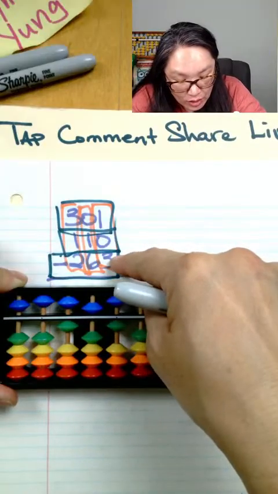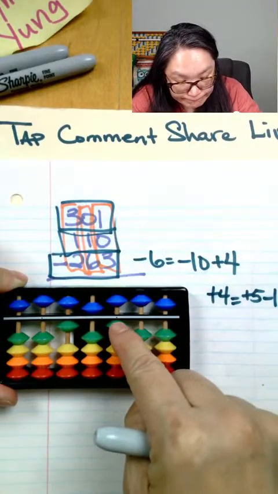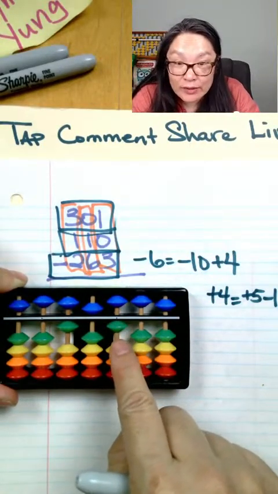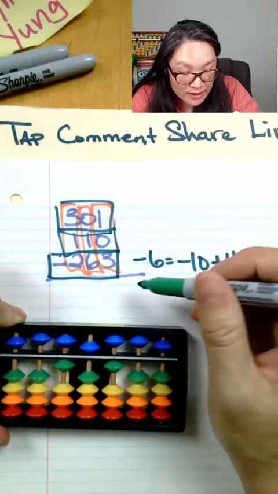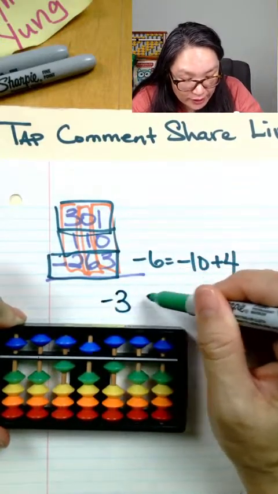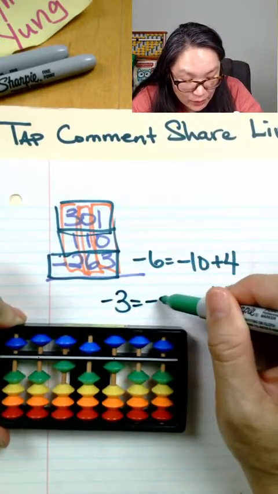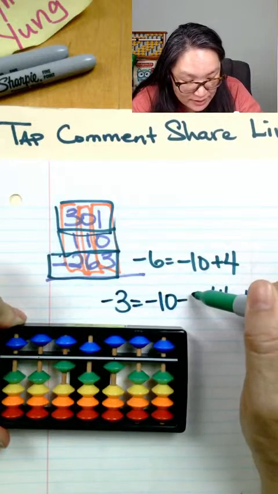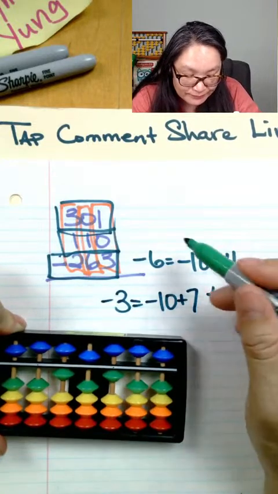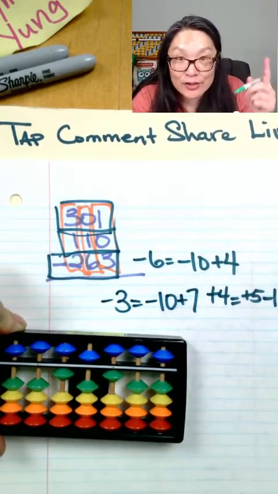And now I'm going to take away the 3. Nuts! I don't have enough beads to take away the 3. So what do I do? What is another way to take away the 3? I notice I could take away the 3 is take away the 10 plus the 7. Oh, this is another two-step equation.